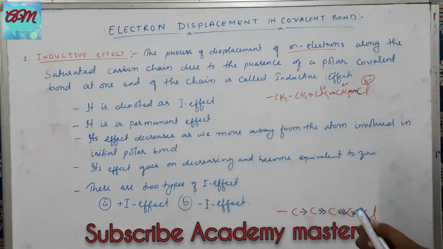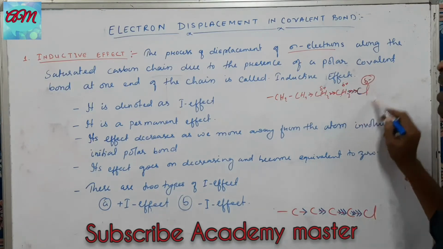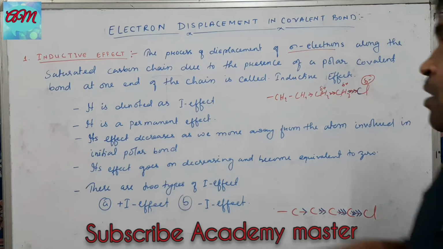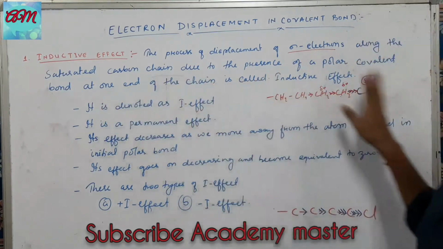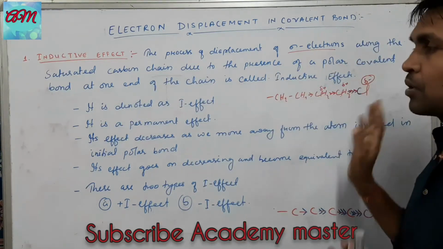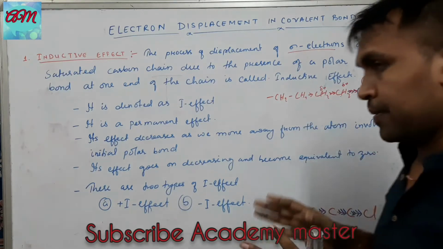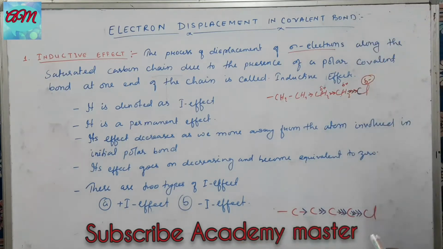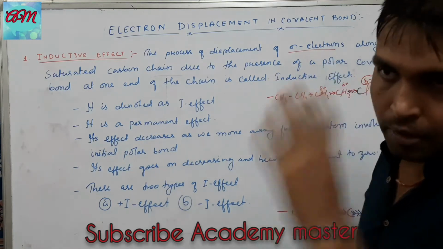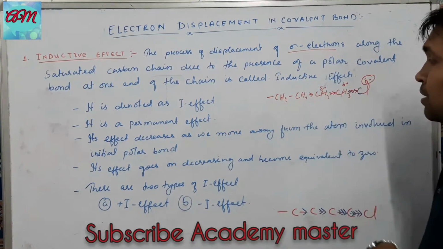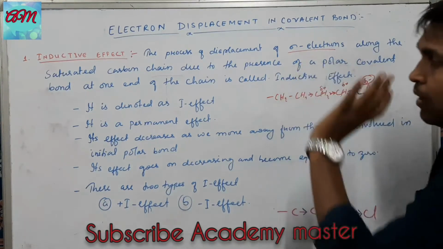And why is it called polar? Because of the presence of these halogens, or we can say highly electronegative elements, at one end of the chain. This is called the inductive effect. So this effect we call what? Inductive effect. There are some particular features of it, and we are going to discuss them thoroughly, dear students. Be with us, you will learn a lot. So what is this inductive effect? I think you have understood.